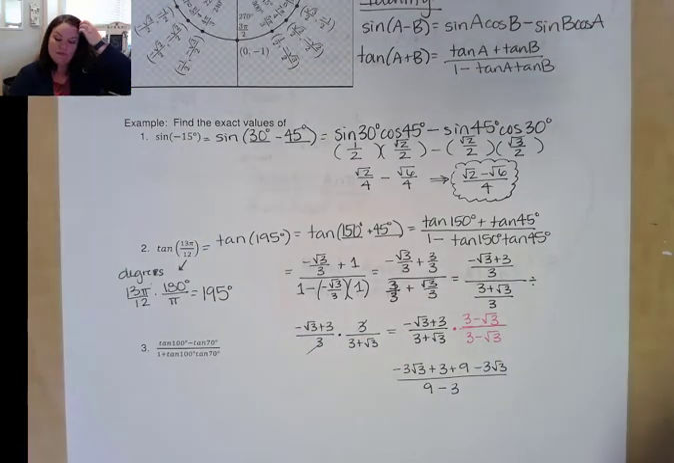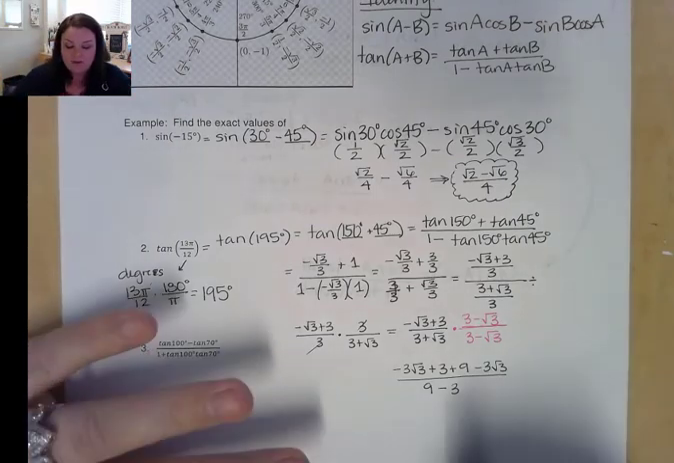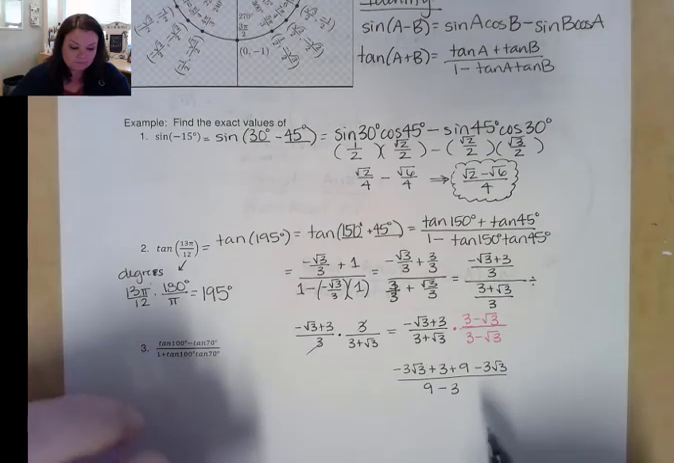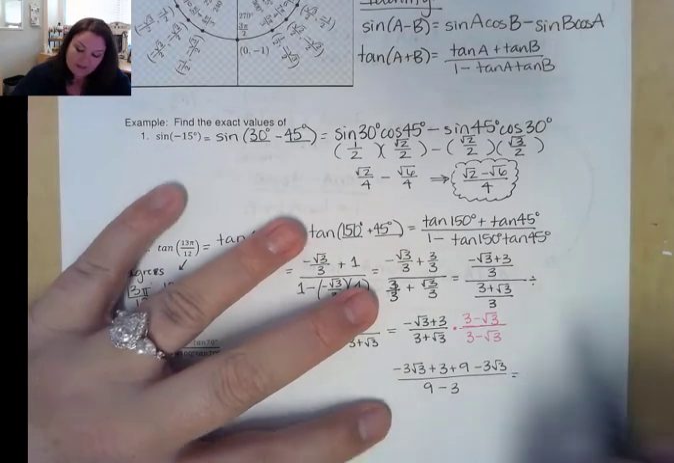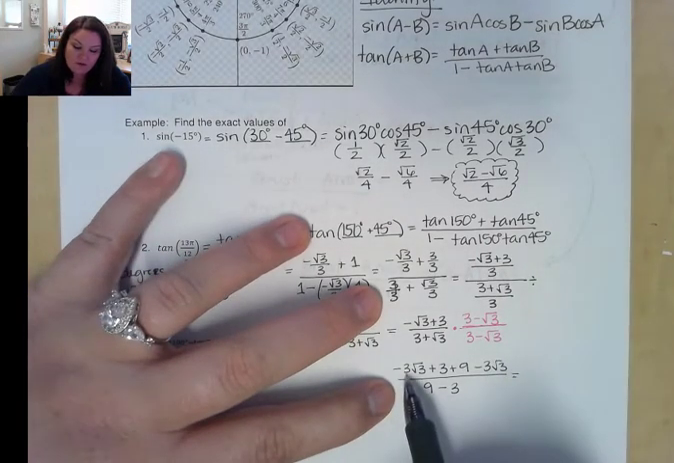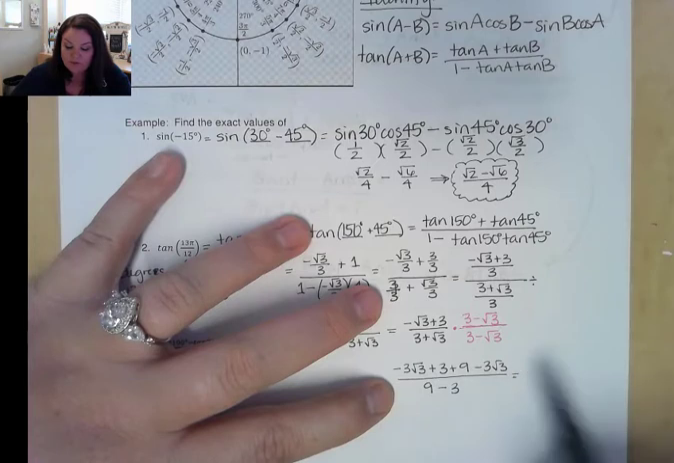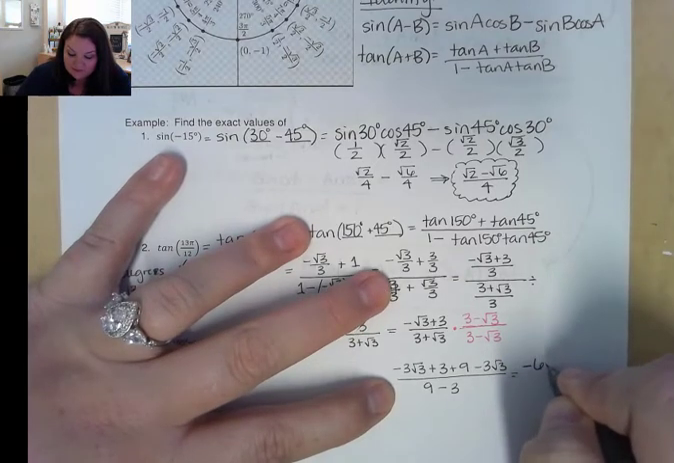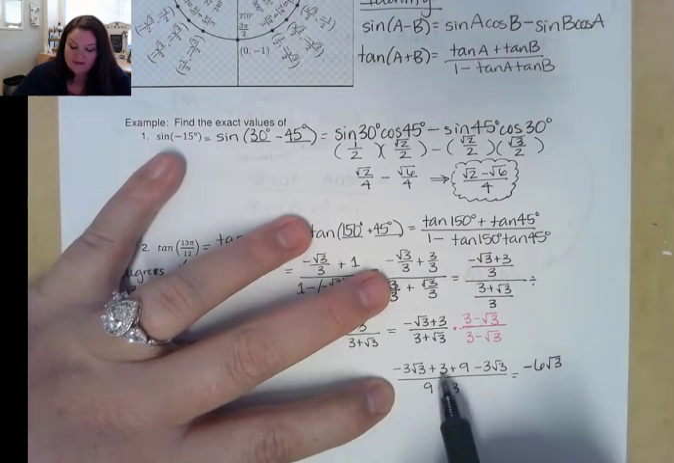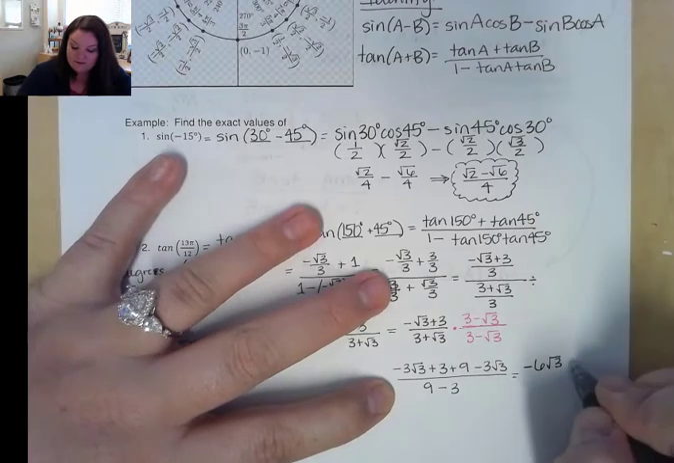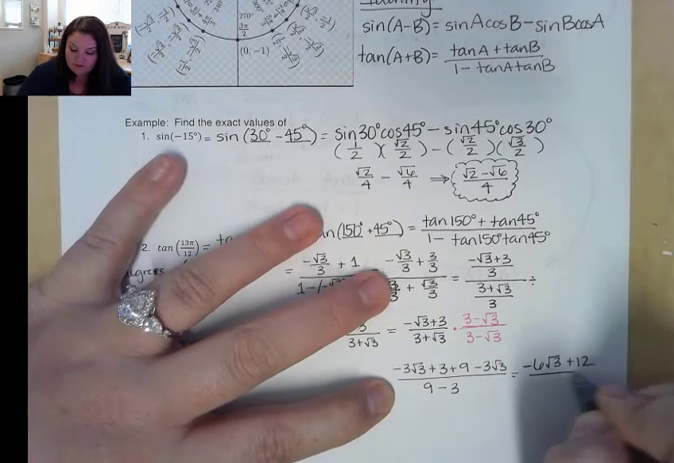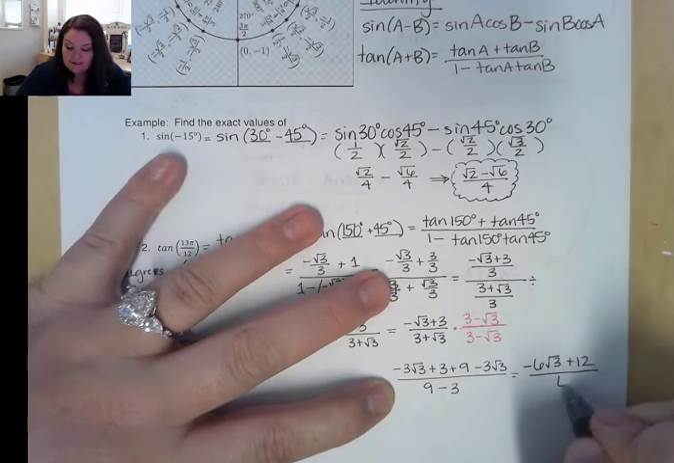Okay? So if you need to multiply all that out and sit and ponder on that for a minute, that's totally fine. But I'm going to go ahead and keep simplifying. So I combine like terms. Negative 3 root 3 and negative 3 root 3 gives me negative 6 root 3. And then 9 and 3 gives me 12. And that's all over 6.